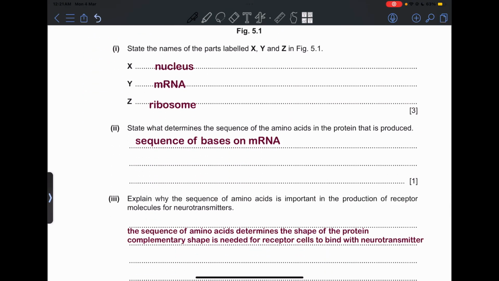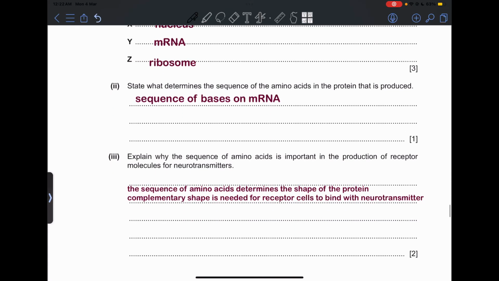Part 2, state what determines the sequence of the amino acids in the protein that is produced. Actually, this is according to the sequence of bases on the mRNA. So it's basically asking what determines the sequence of the amino acids in the protein. This is actually the order of the bases on the mRNA. And of course it is different for each type of protein. It's specific for each type of protein, I mean. So this is the answer.